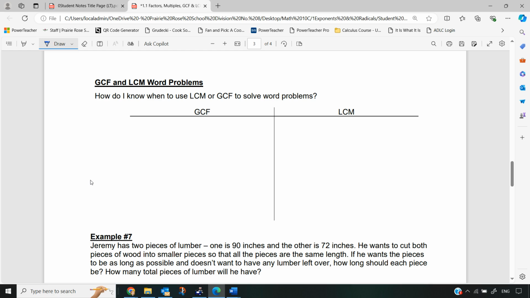Now last, let's take a look at word problems. When it comes to word problems, the most challenging piece is often figuring out, is it a GCF problem? Is it an LCM problem? Where do I go with it?